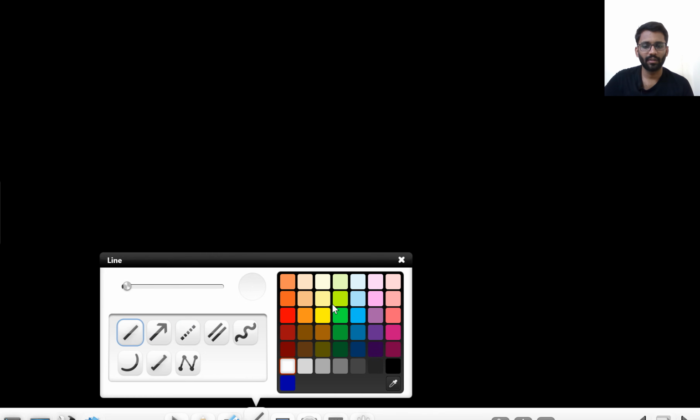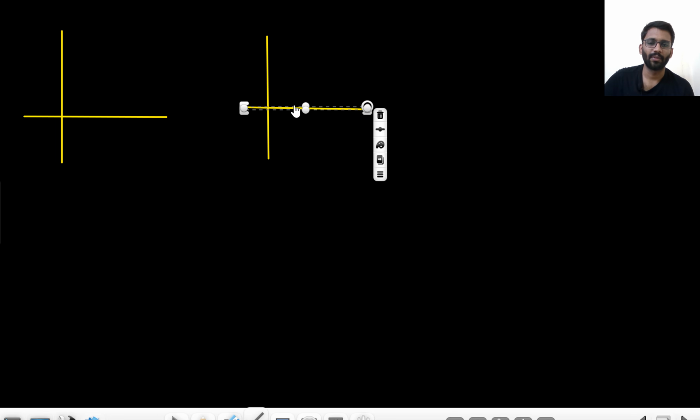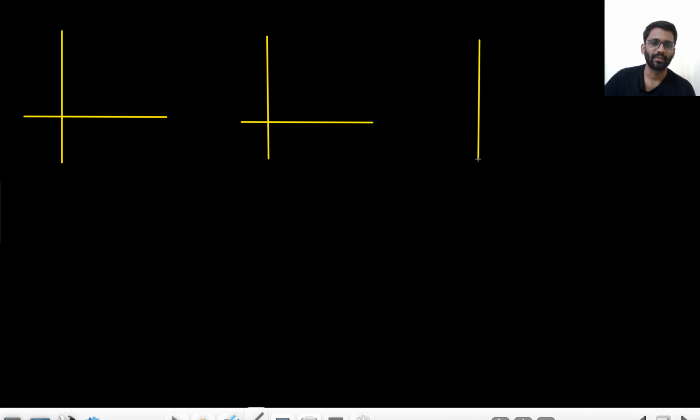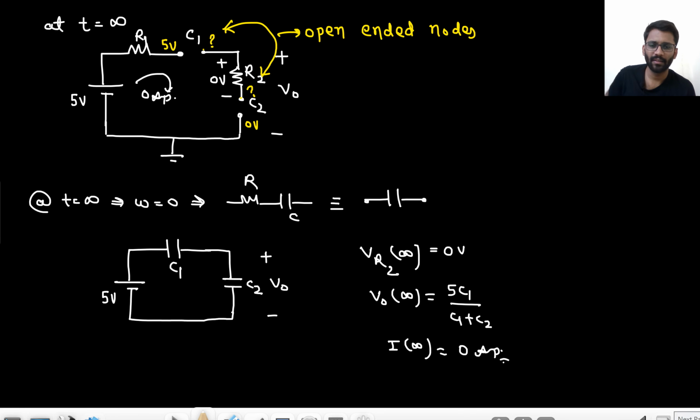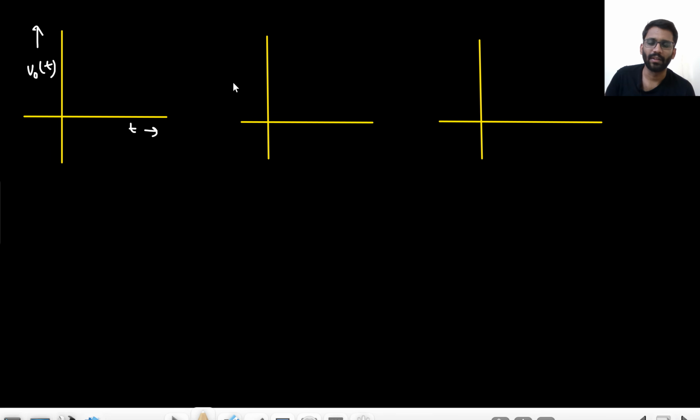Okay. So basically now we will make the graph. You can write down the equation on your own, but now we will make the graphs. If you can make the graph, if you know the time constant, you can write down the equation as well. Because you only need to know 3 things for writing down the equation: t equals to 0, t equals to infinity, and the time constant. These 3 things you need. V naught t, i t, and VR2 t.